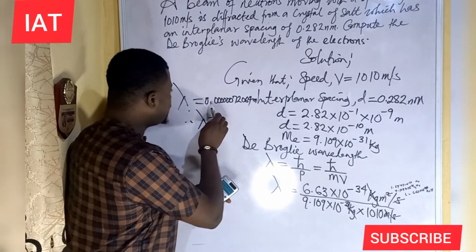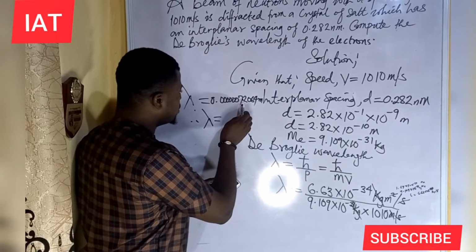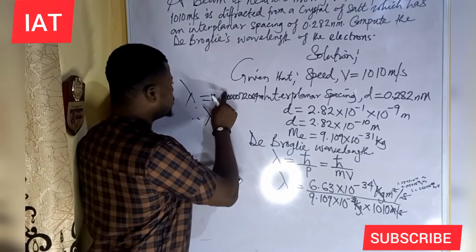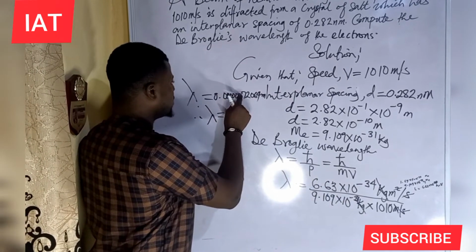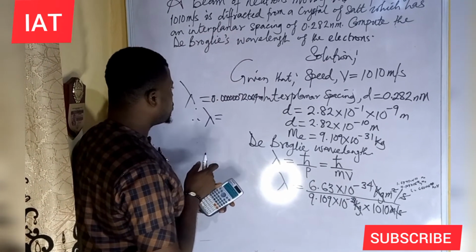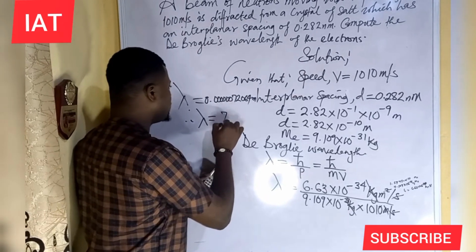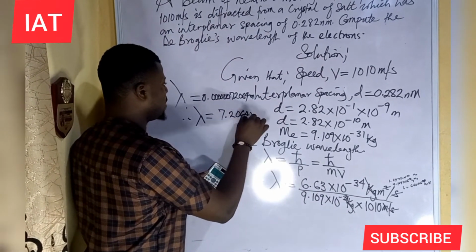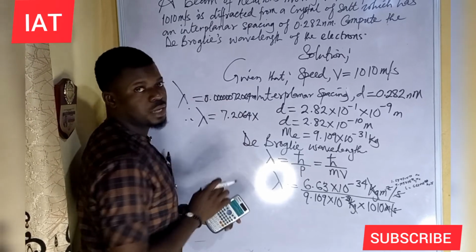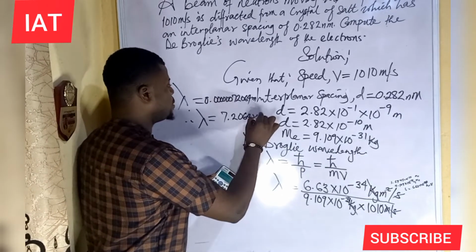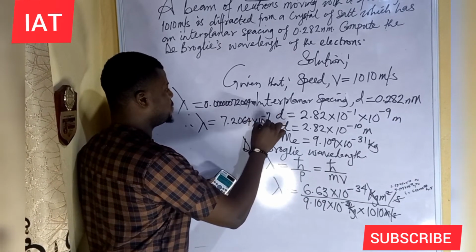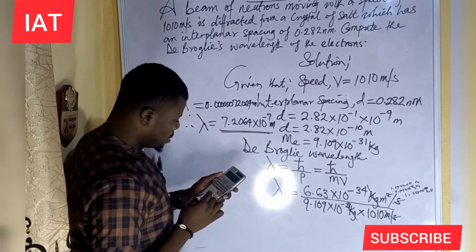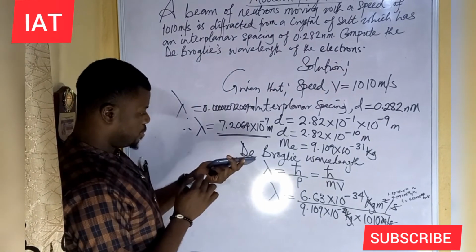Therefore, we want to keep this answer in standard form. So we are to move the decimal point to the right to this position. Since we have 6 zeros here, 1, 2, 3, 4, 5, 6, 7, we'll be having 7.2064 times 10 to the power of minus 7 meters. So this stands to be the solution to this problem.